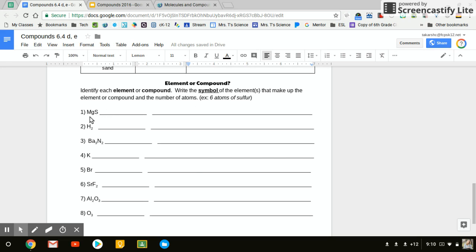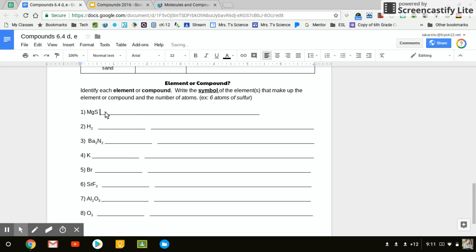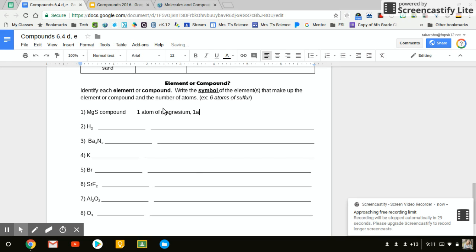You're going to write the symbol of the elements that make up the element or compound and the number of atoms. So let's take a look at the first one together, MgS. We know Mg stands for magnesium, S stands for sulfur. So that is a compound. So right here, you would write the word compound. And then on the next part, you would write just like this, follow this formula, okay? Blank atoms of magnesium. So there's 1 atom of magnesium, comma, 1 atom of sulfur.